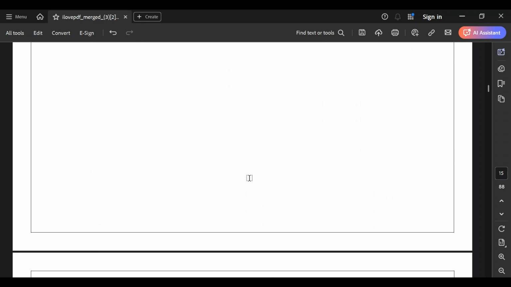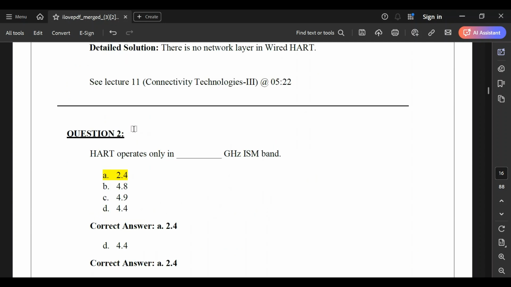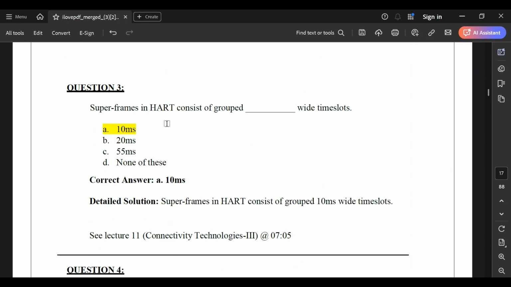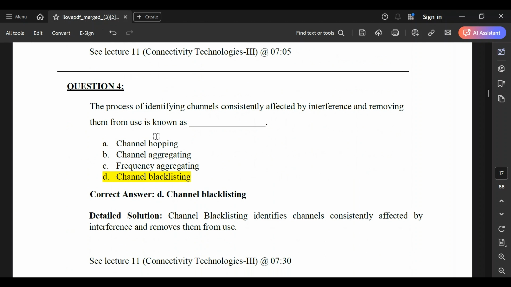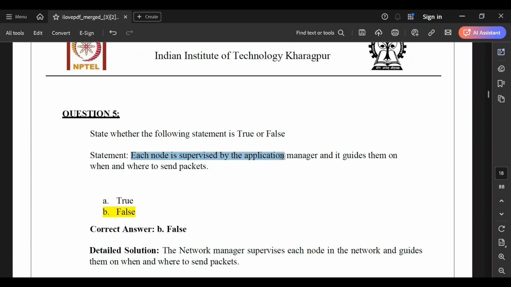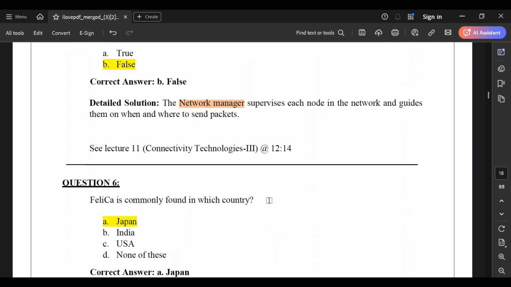This is the option. Moving to the third assignment, we have: there is no network layer in WirelessHART, so it is true. HART operates only in 2.4 gigahertz ISM band, and superframes in HART consist of grouped time slots, so it is 10 milliseconds. And the process of identifying channels consistently affected by interference and removing them from use is known as channel blacklisting. So this is the option. Each node is supervised by the application manager, and it guides them on when they need to send the packets. So it is false. Not the application manager, but the network manager is the supervisor here.